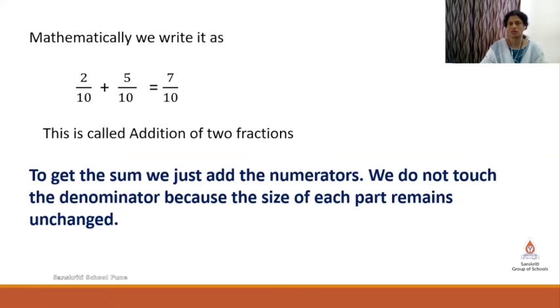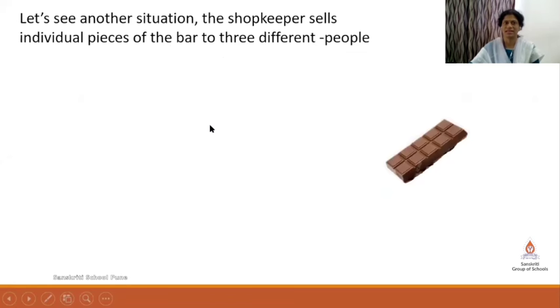Yes, as always, there is an important instruction that you must remember. To get the sum, we just add the numerators and we do not touch the denominator because the size of each part remains unchanged. Let's now see another situation. This time, the shopkeeper decides to sell individual pieces of the bar. You see your bar here, which has 10 total parts. So this time, let's assume that he wants to break it into pieces and wrap it with a beautiful color paper, and he wants to sell it.